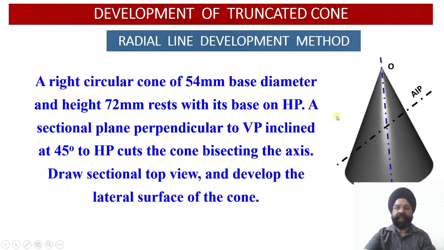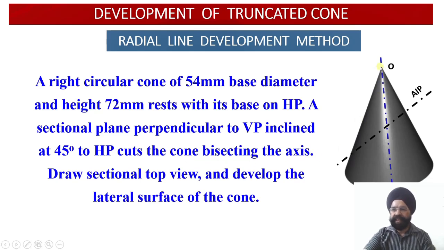We have been provided with a right circular cone having a base of 54 millimeter and a height of 72 millimeter, and this cone is resting with its base on the horizontal plane. A sectional plane, which is perpendicular to VP and inclined to HP at an angle of 45 degree, that is the AIP, the auxiliary inclined plane, cuts the cone bisecting the axis.